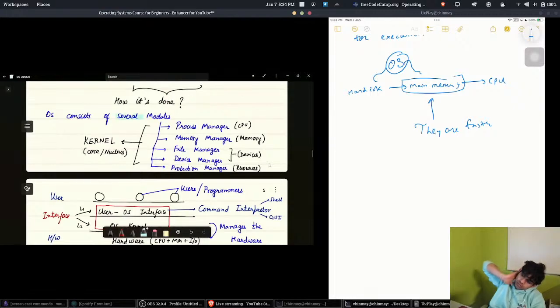The OS consists of several modules. It consists of modules like process manager, memory manager, file manager, device manager, and protection manager. All of this combines and becomes the kernel of the operating system.